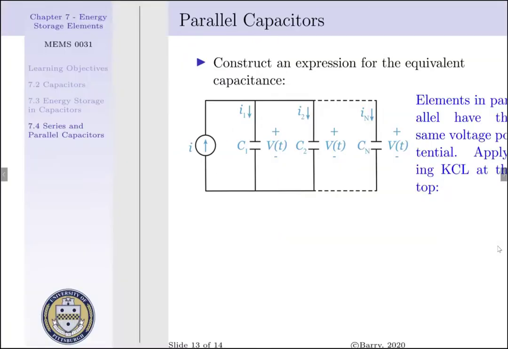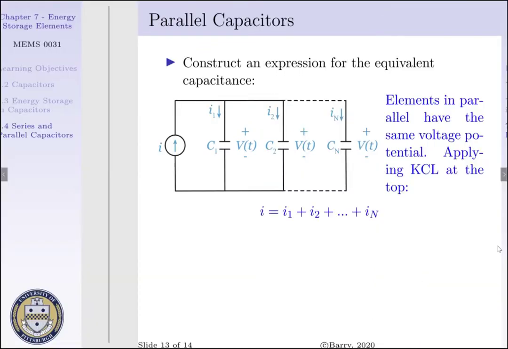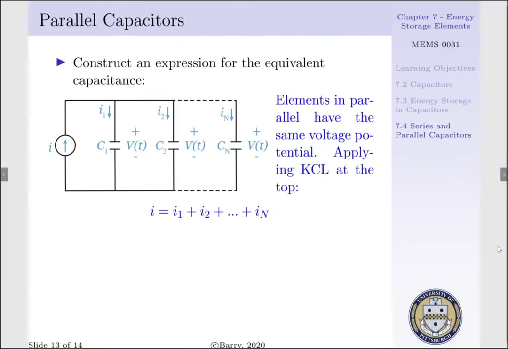To do such, we have to recall that elements in a parallel configuration have the same voltage potential existing across them. To analyze this system, we're going to apply KCL at the top node. We see that we have I coming from our current source entering our top node. We have I1, I2, all the way up to In entering the top of our capacitors.